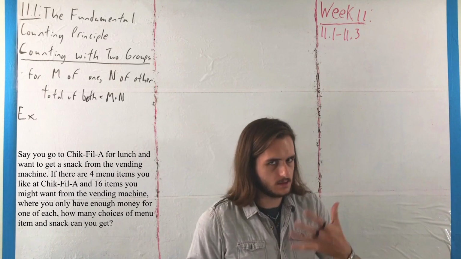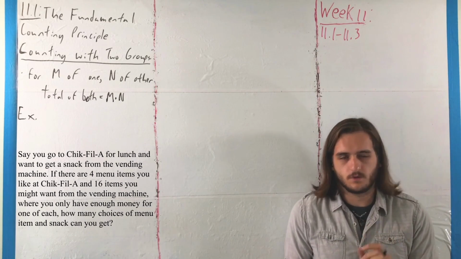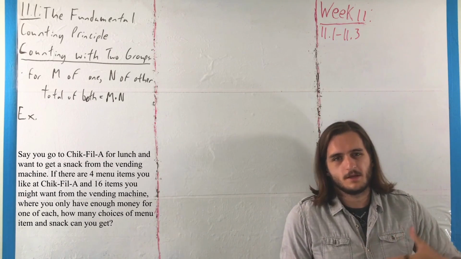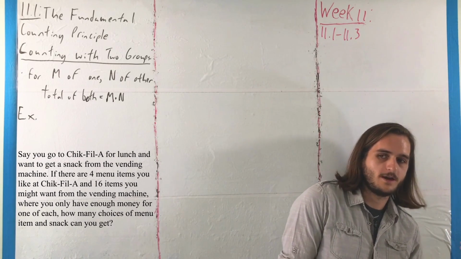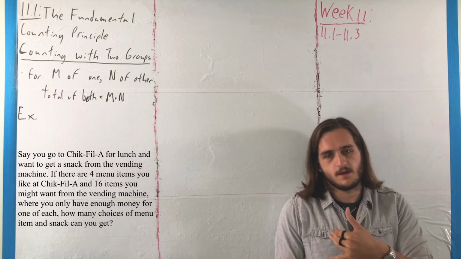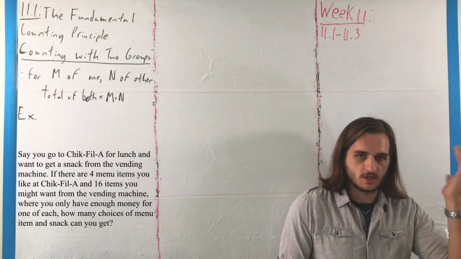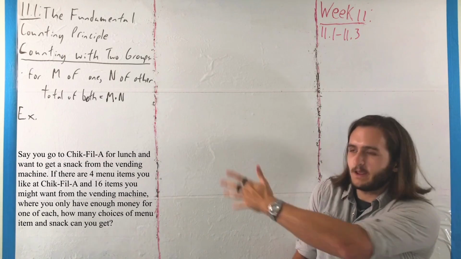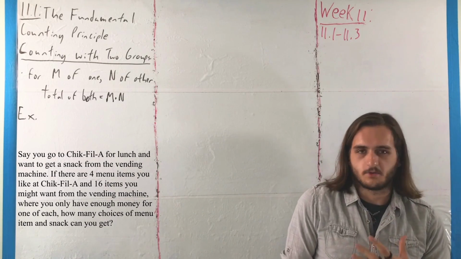And yeah, kind of like with the clothes, I'm being a little bit unfair here in terms of the setup. Probably you wouldn't think to get 1 thing from Chick-fil-A and 1 thing from the vending machine. You'd just go to Chick-fil-A, get a sandwich and some fries or a shake or something, and just not worry about the vending machine at all. But we have to think about counting in more broad terms here.